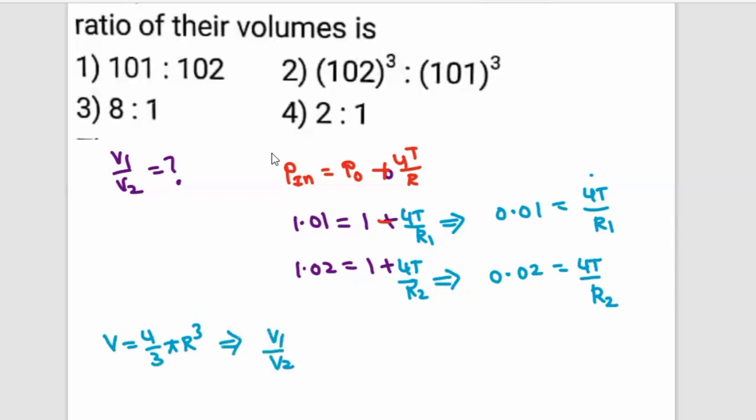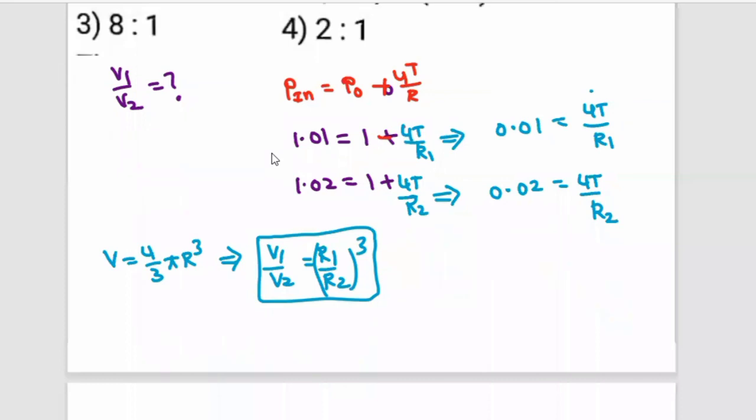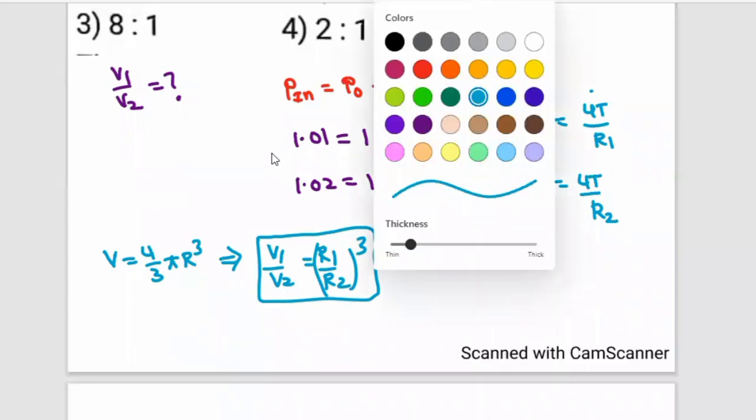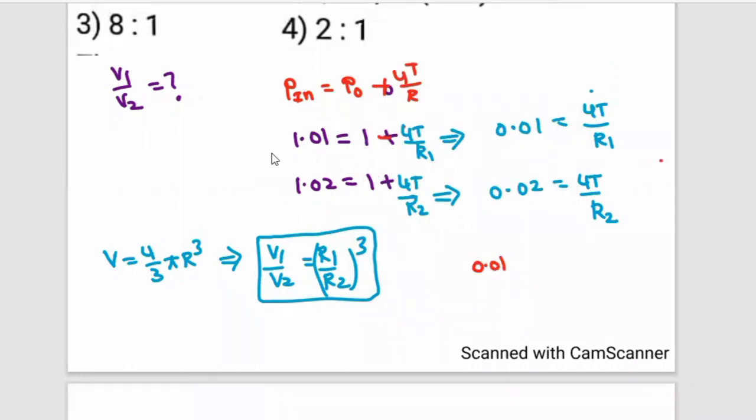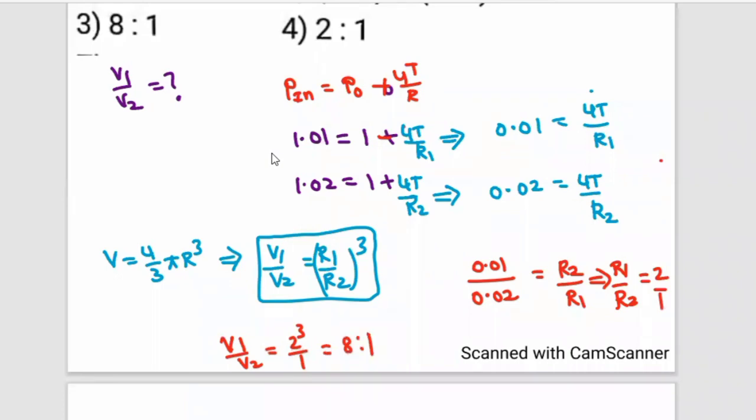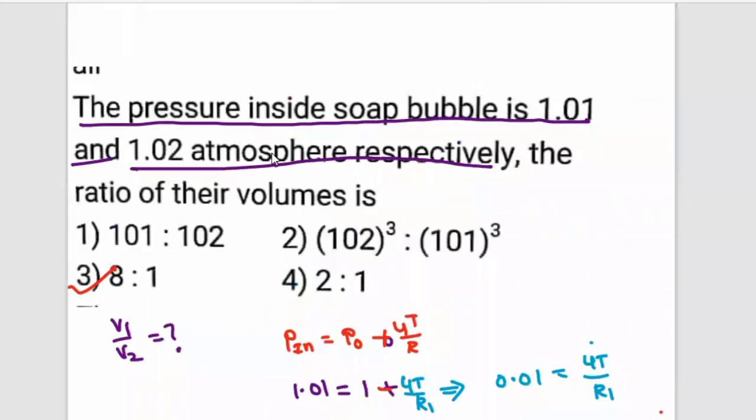So V1 by V2 is equal to, you can write as R1 by R2 whole cube. Here we should get R1 by R2. If you divide 0.01 by 0.02, the 40 gets cancelled. You are going to get R2 divided by R1, then you can write 2 by 1. Then volume V1 by V2 is equal to (R1 by R2) whole cube, which is 2 cube is to 1. So that means 8 is to 1. 8 is to 1 is the correct answer. Option 3 is correct.